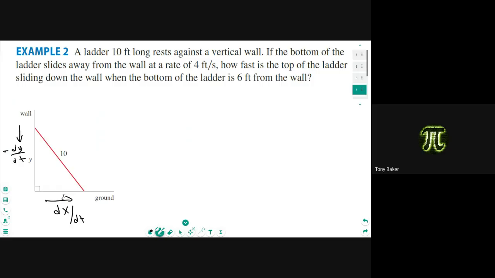All right, so what do we know? What did they give me? They gave me dx over dt is 4 feet per second. And we want to know the dy over dt, right? At x equals 6 feet.